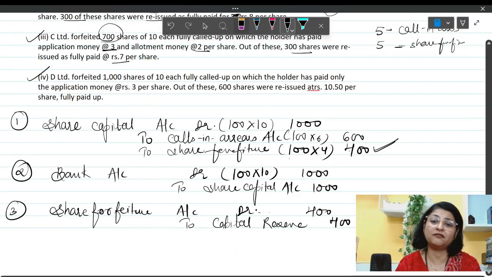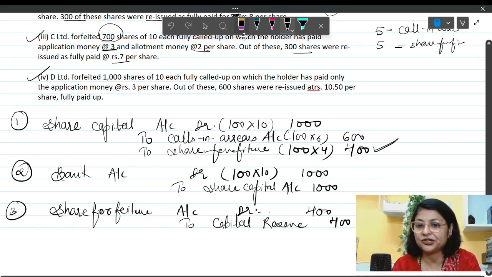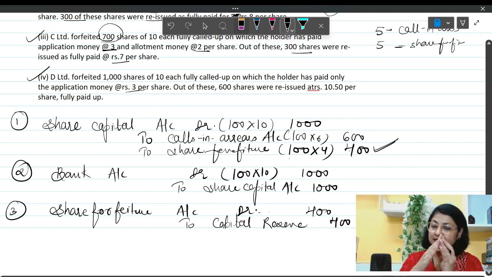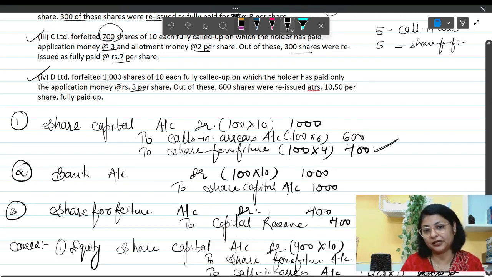Forfeited 1000 shares of rupees 10 each, fully called up, on which the holder has paid only the application money of rupees 3 per share. Means this time 7 rupees is not being paid by the shareholder, only 3 rupees is being paid, and out of this 600 shares were reissued at rupees 10.5 per share as fully paid up. Means we have reissued the shares at more price, means at premium.